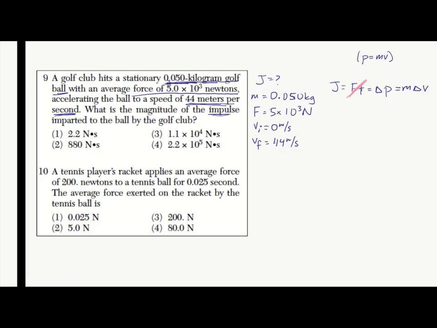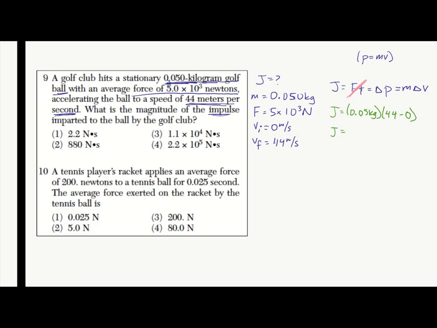Alright, so we got J equals the mass of 0.05 kilograms times your change in speed, 44 minus 0. Doesn't matter because we're just going straight to 44 from 0. Do that, plug and chug. And yeah, you get 2.2 newton seconds.